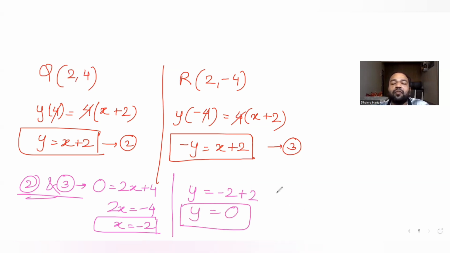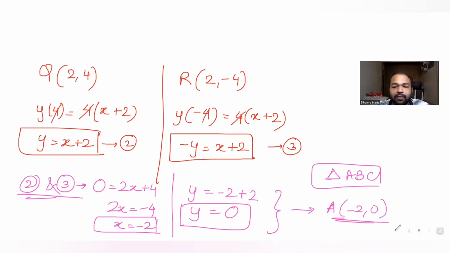So that gives you the first vertex of the second triangle. Let's say my second triangle is ABC. So I get the first vertex, that is minus 2 comma 0, which is A. Now let's figure out B and C as well.